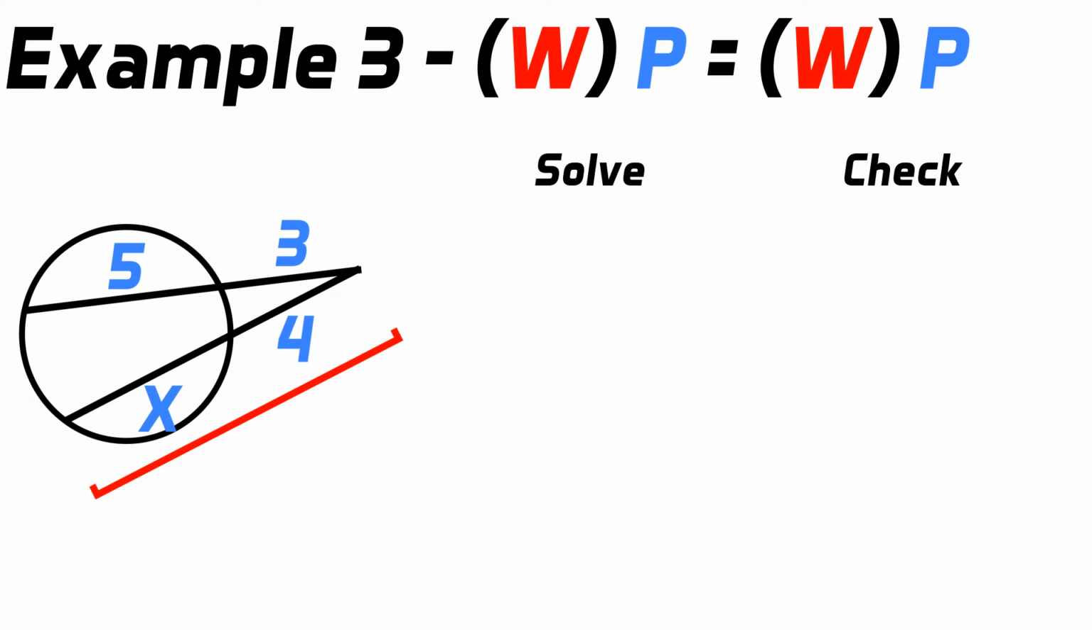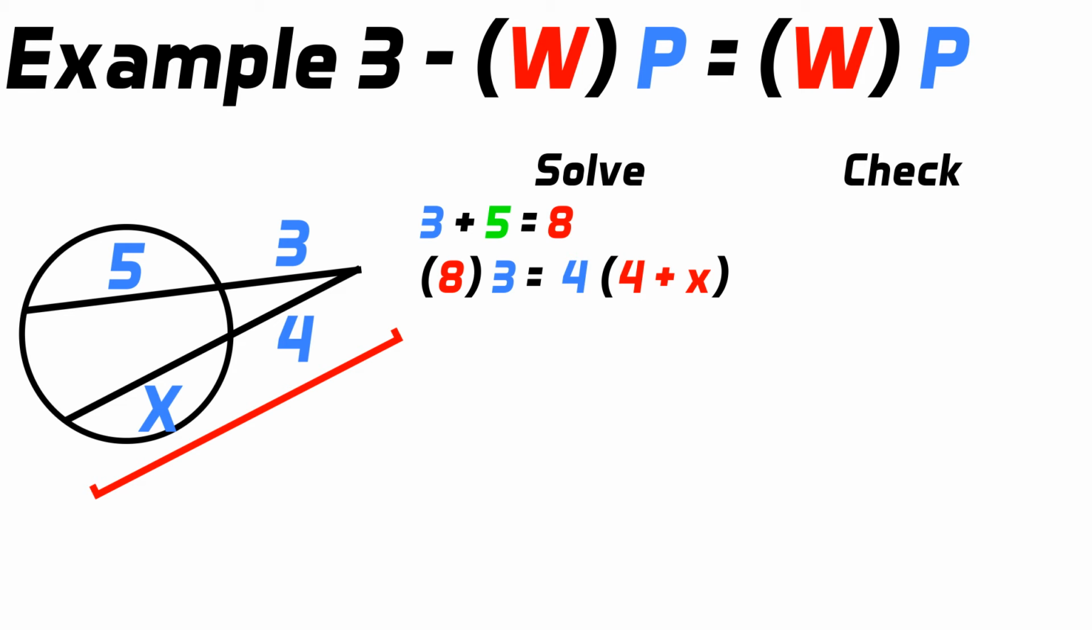Now this third example is a little more complicated. This time the x is actually on the inside part of the circle. So what you want to do again, just as we did before with the top line, 5 plus 3 is 8. So you're going to have 3 times 8 as your first line. Then on the bottom one, your outside part is 4, and your whole is going to be 4 plus x. So you have 4 times (4 plus x) in parentheses.